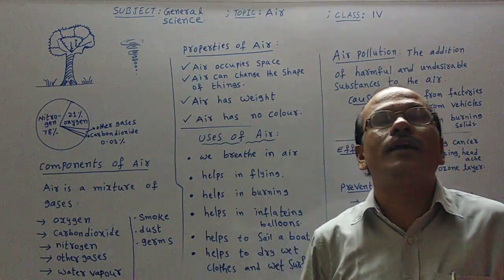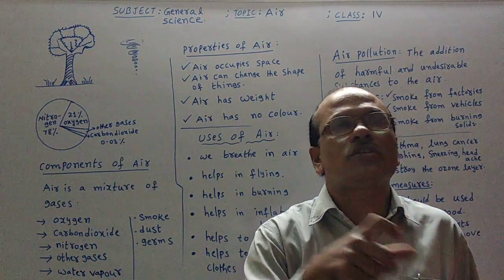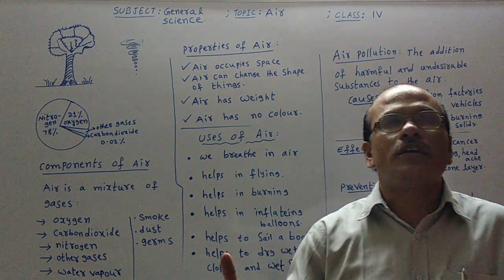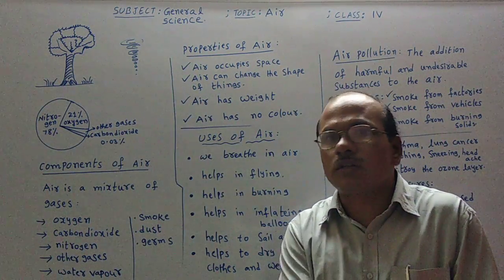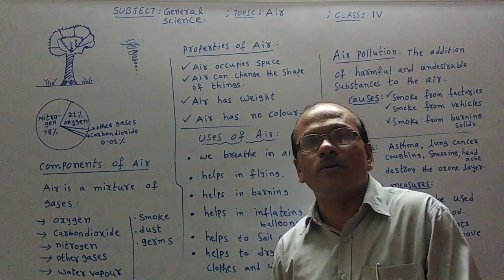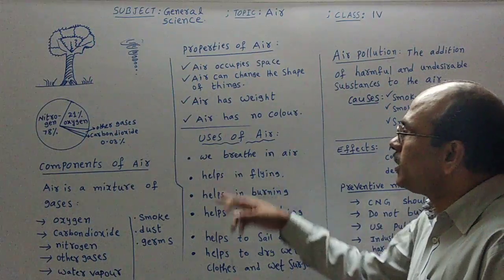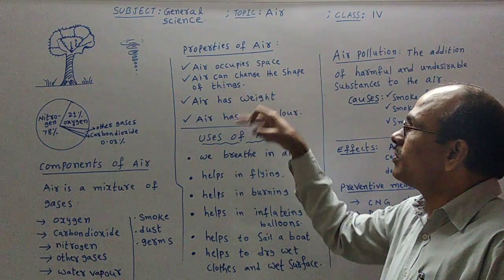When we fill the air in the tire of a car or a bus, it will be in a good position, a good circle shape. When the air is removed, the tire is flat and has no shape at all. That shows that air can change the shape of things.